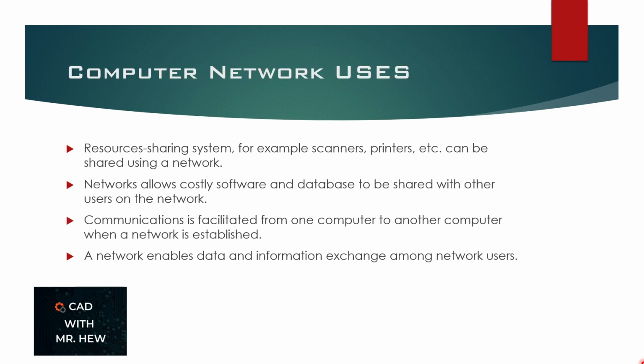Computer network uses. Resource sharing system, for example, scanners, printers, etc., can be shared using a network. So we have one printer in a room and we have about 7 computers in a room. We can network it so we can use this printer. So rather than having each of the 7 computers having one printer, we have one printer that is networked to the 7 computers in the room, as an example.